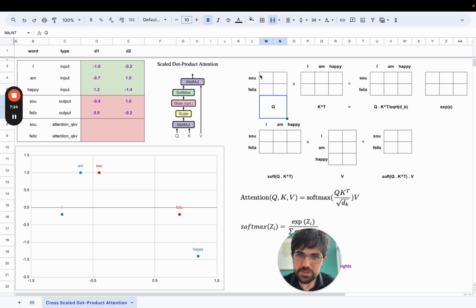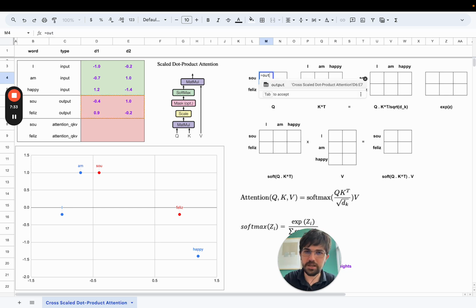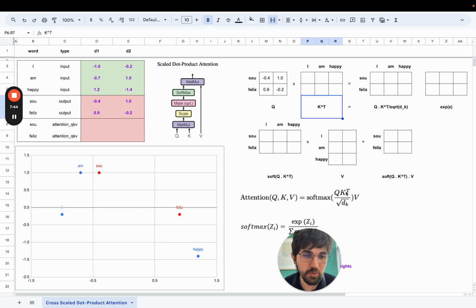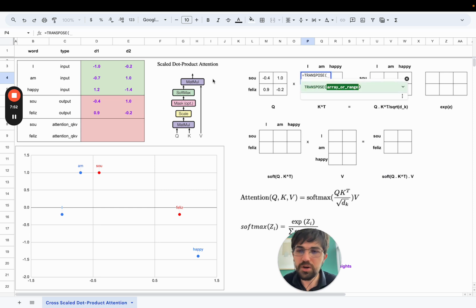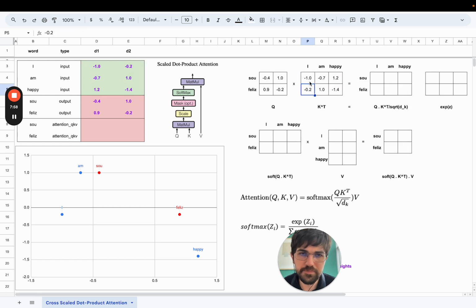As it was mentioned, the query is going to be the target sequence, which is the output. So in this case, I'm just going to call the output here, which is the selection, and have it here. And then as input, if we see in the formula, we have the transpose of the key, which is our input. So in this case, we can just call the transpose of the input, and done. And here we need to multiply those two matrices.